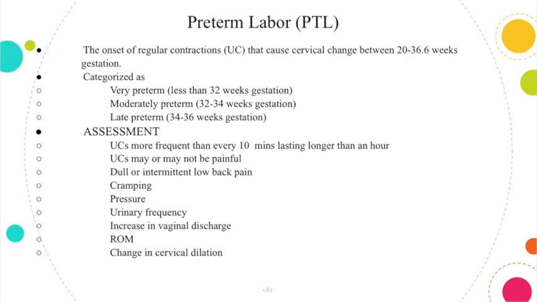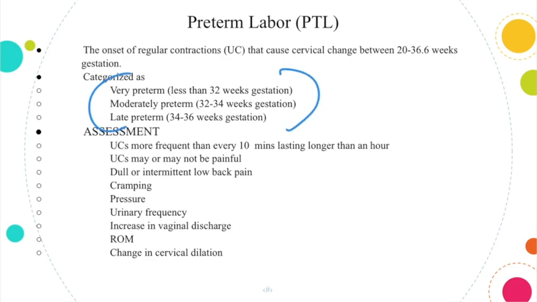So preterm labor is the onset of regular contractions that cause cervical change, because contractions that don't cause cervical change is not labor. So we have to have cervical change happening between 20 weeks gestation and 36 and 6. That's your preterm piece. The categories are here, okay? And then what are we going to do about it?